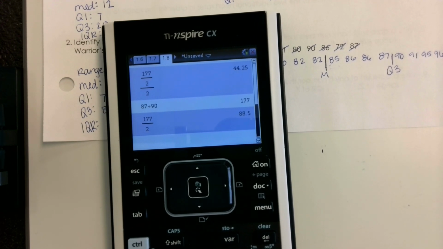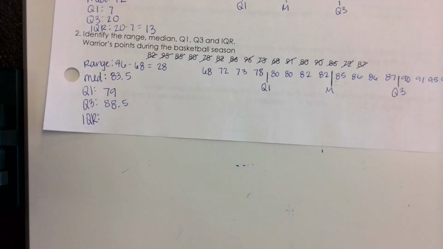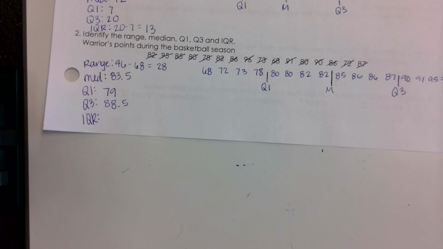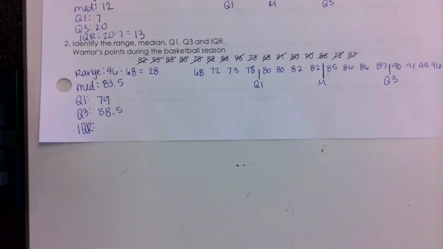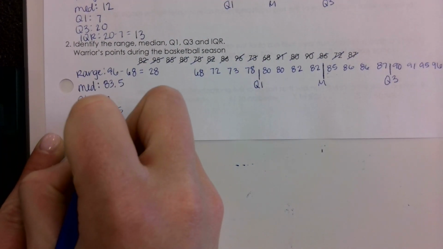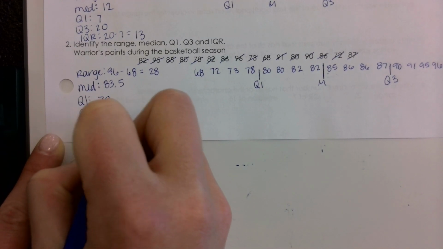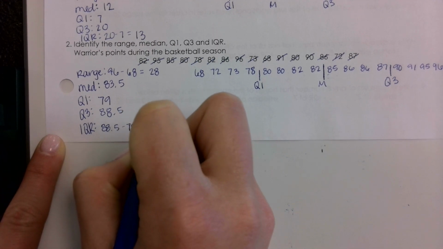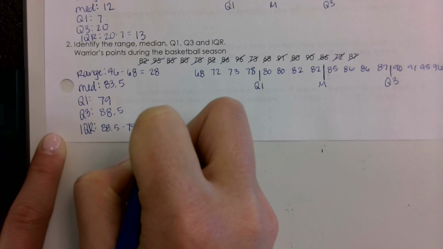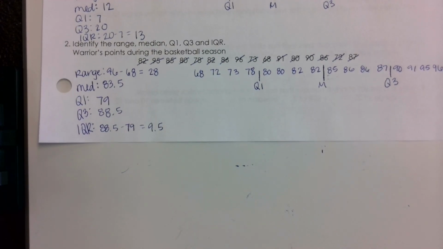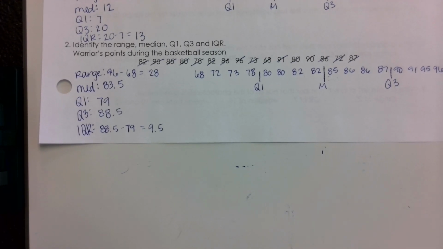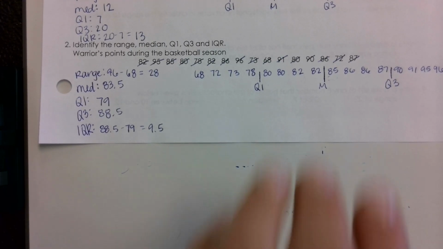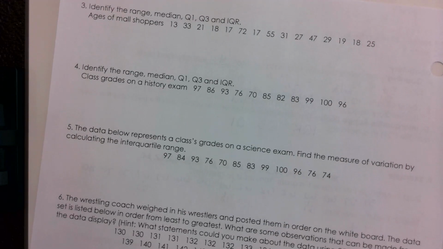Yes, no, maybe? Yeah. The last thing we need to find there is your IQR. How are you going to do that? Q3 minus Q1. So 88.5 minus 79. What do we get? Is that okay? Questions? All right.